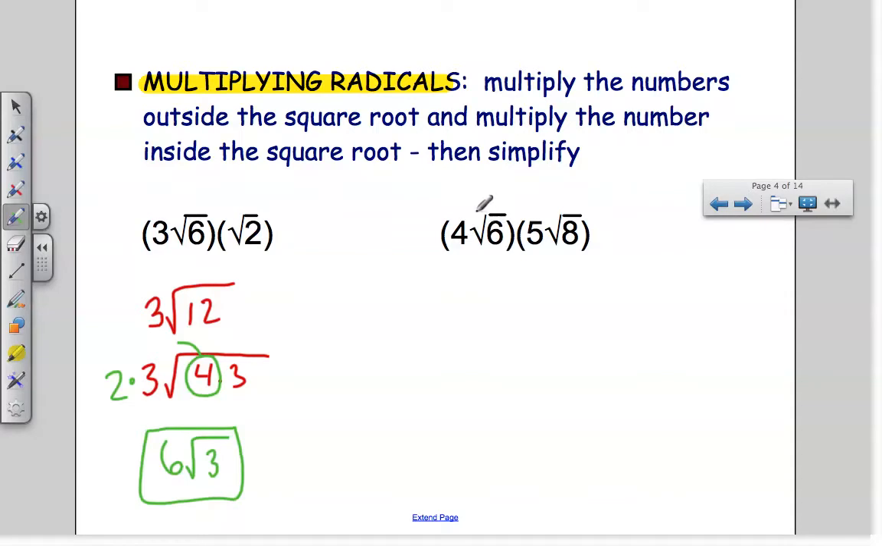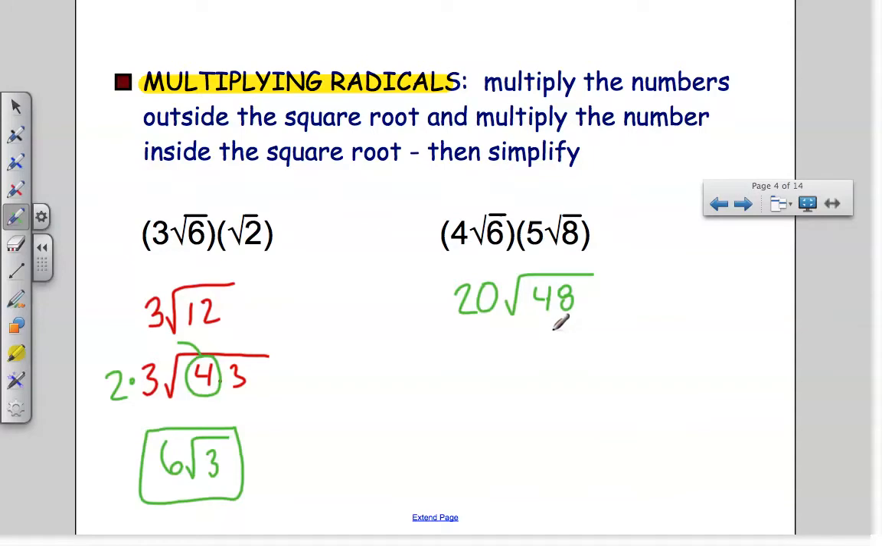In this next example, 4 square root of 6 times 5 square root of 8. Actually, notice there's 2 numbers outside the square root, 4 and 5, so I will multiply 4 times 5 and get 20 outside the square root. In the square root, I have 6 times 8. So the new number in the square root is 48, right? 6 times 8.